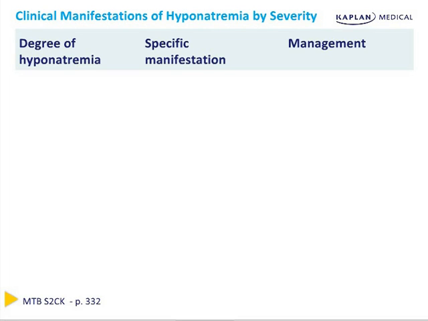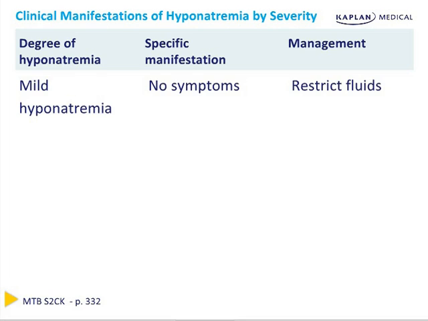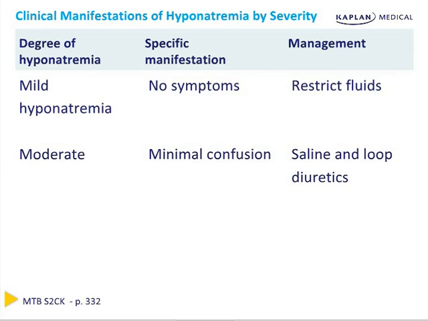So now let's discuss some specific treatment options. If the hyponatremia is mild, the patient may not exhibit any symptoms at all. In this case, if you're just treating an abnormal sodium value on the labs, the management is simply to restrict fluids. However, if the hyponatremia is more moderate in nature, the patient may start to experience some symptoms of minimal confusion. If those are the symptoms, the management is to give normal saline along with a loop diuretic such as furosemide to promote the excretion of free water by the kidney.